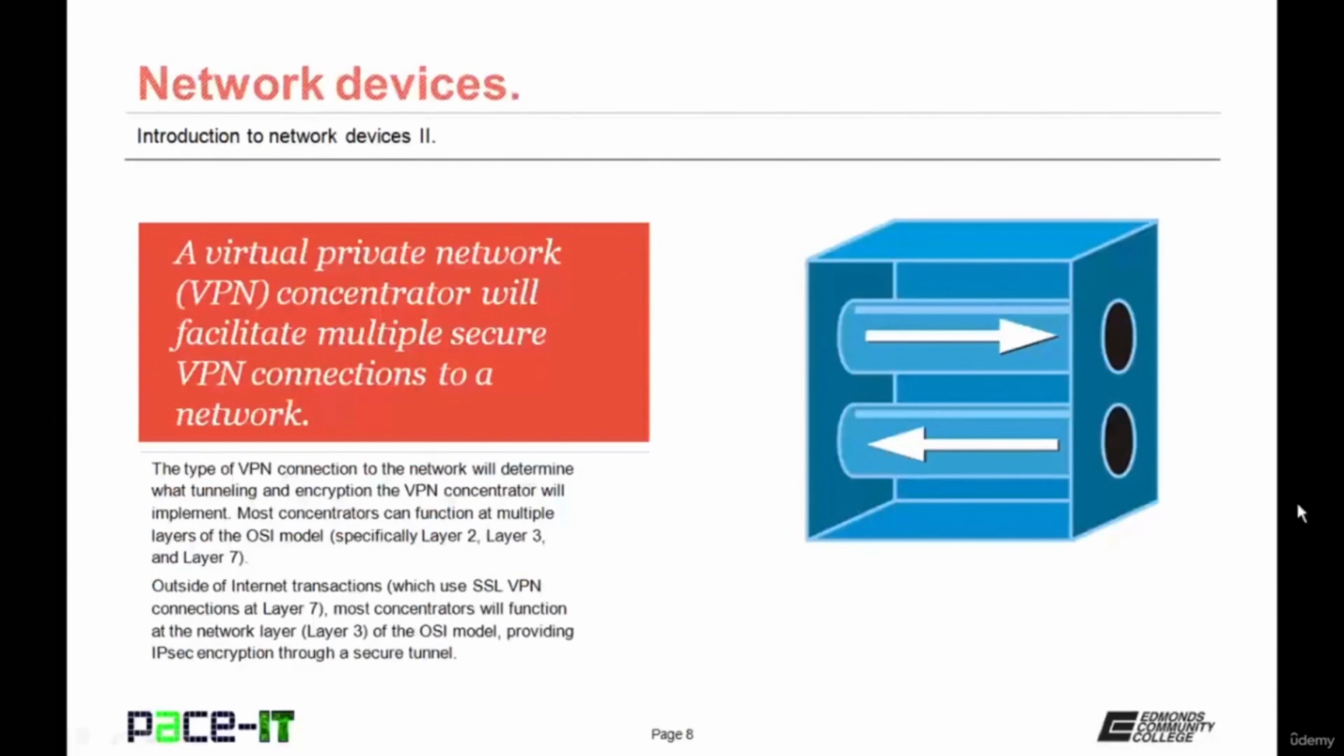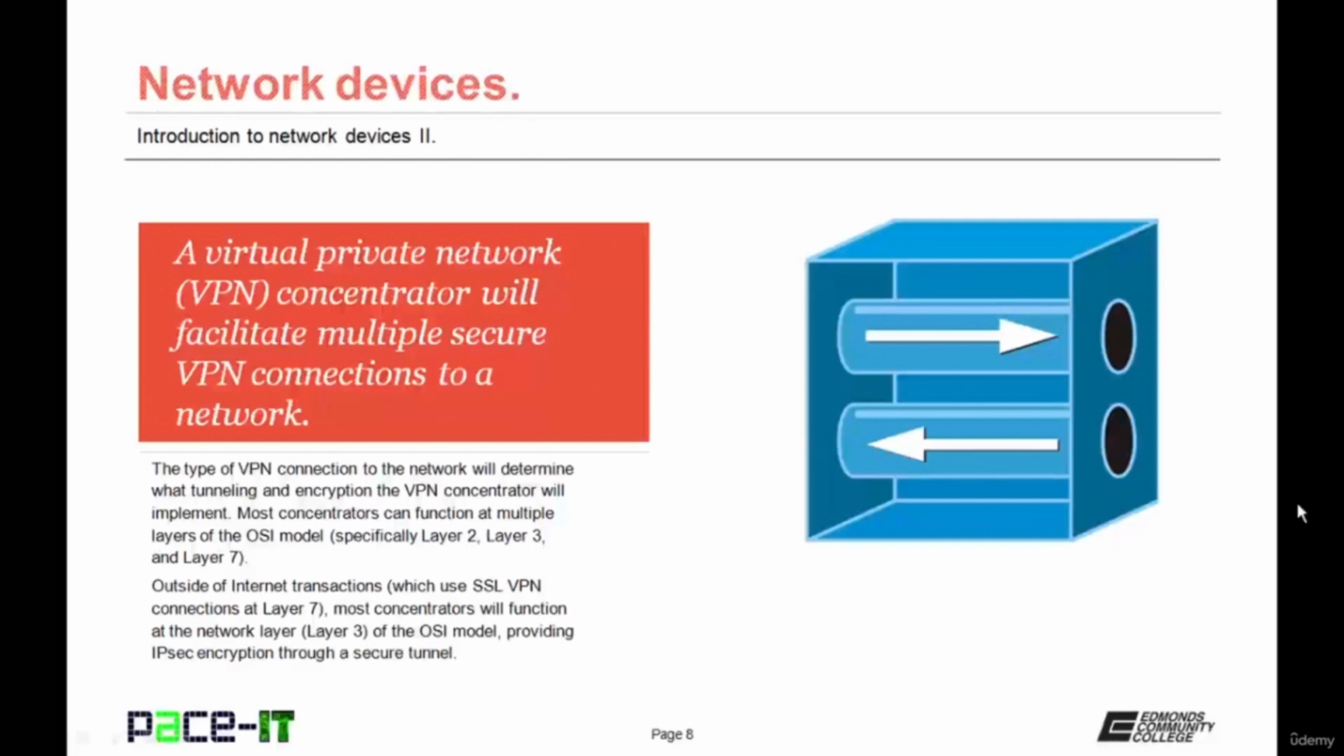So we're going to begin by talking about the VPN concentrator. A virtual private network concentrator, or VPN concentrator, will facilitate multiple secure VPN connections to a network. The type of incoming VPN connection to the network will determine what tunneling and encryption the VPN concentrator will implement.